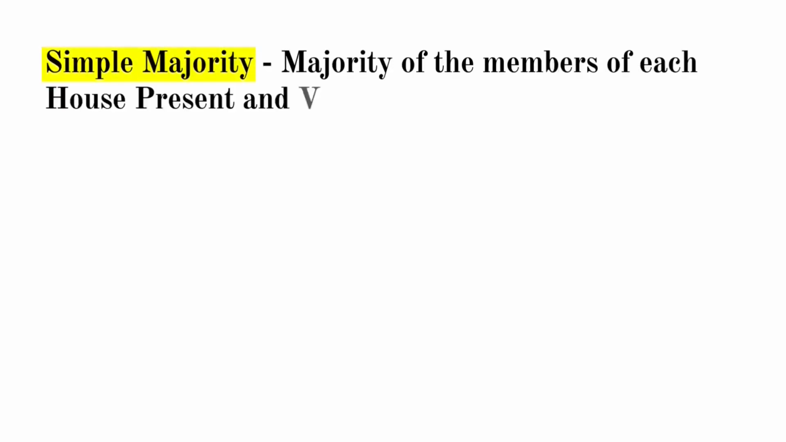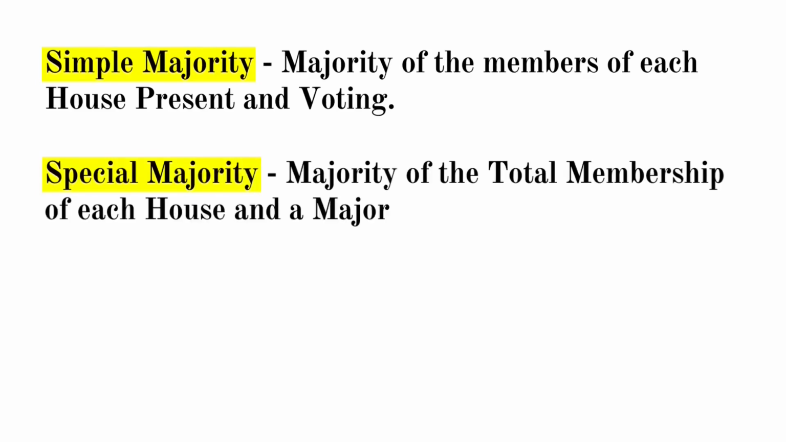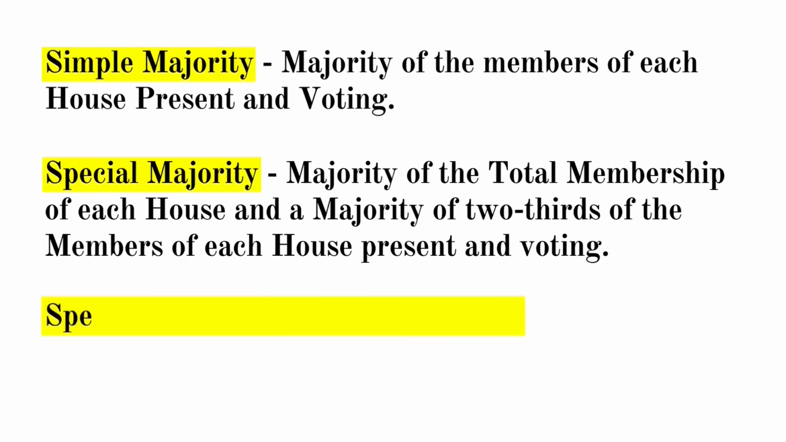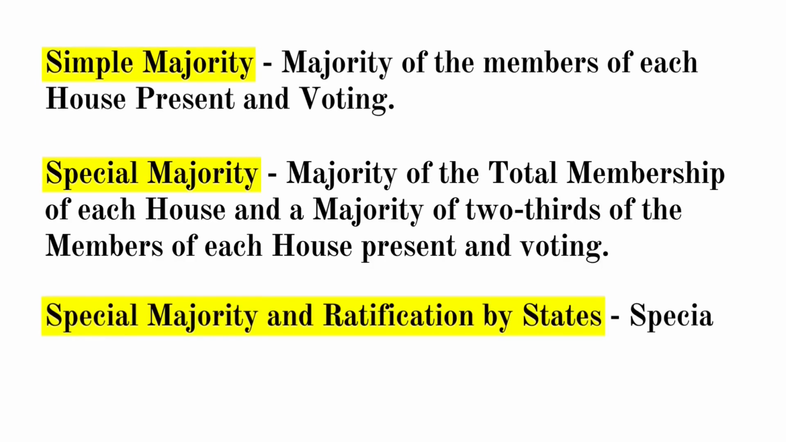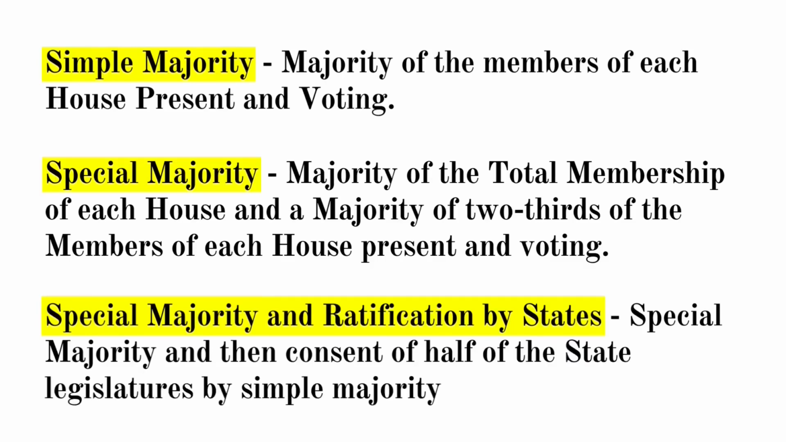First, by simple majority, it means a majority of the members of each house present and voting. Second, by special majority. It means a majority of the total membership of each house and a majority of 2/3 of the members of each house present and voting. Third, by special majority and ratification by states. This means special majority and then consent of half of the state legislatures by simple majority.